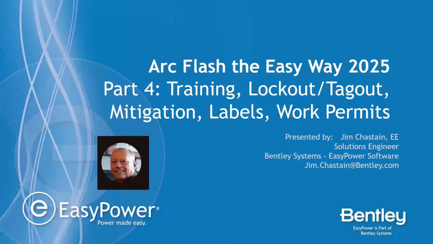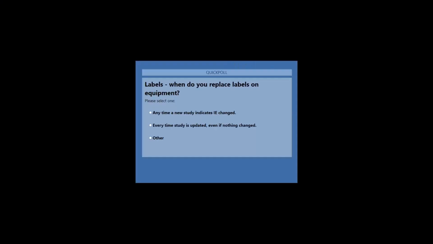So first of all, I'd like to start with a poll question regarding labels. And the question is, when do you replace labels? And choices are: anytime a new study indicates incident energy has changed, every time a study is updated, or at some other interval. Again, no obligation or liability, strictly just getting some feedback from the audience and trying to broaden my awareness of the real world outside of my perspective, my view.